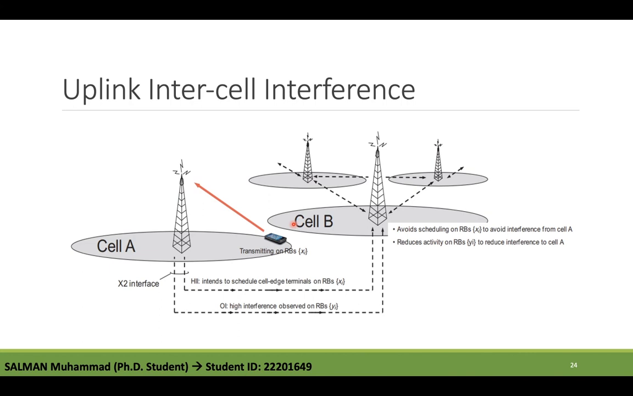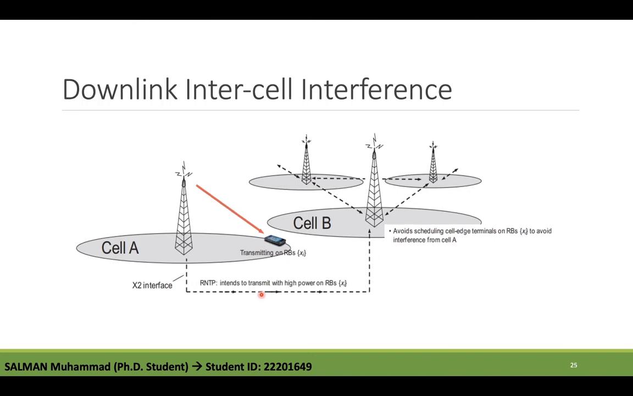Alternatively, to assist the uplink interference coordination, two messages are defined: the high interference indicator and the overload indicator. The high interference indicator provides information about the set of resource blocks within which an eNodeB is likely to schedule transmissions from cell edge terminals. That is, resource blocks on the neighbor cells can expect higher interference. In contrast to the HII, the overload indicator, or OI, is reactive to the ICIC tool, essentially indicating at three levels: low, medium, and high.